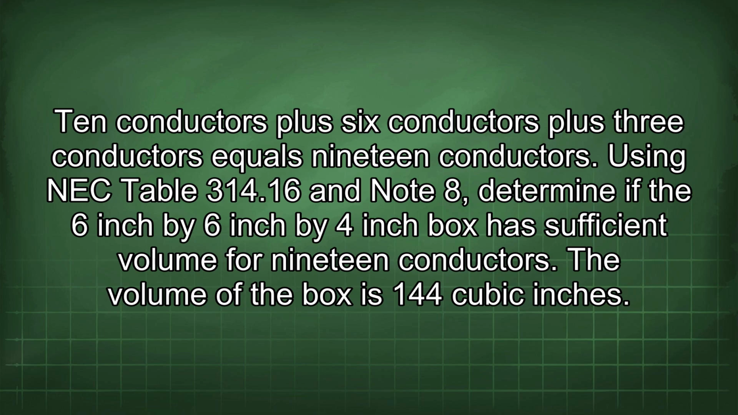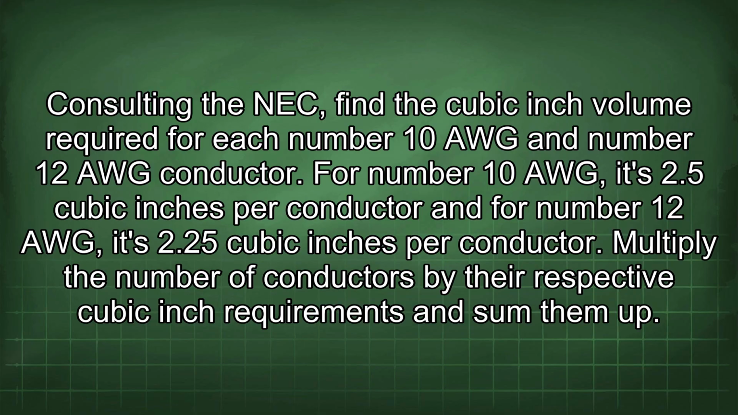Using NEC Table 314.16 and Note 8, determine if the 6-inch by 6-inch by 4-inch box has sufficient volume for 19 conductors. The volume of the box is 144 cubic inches. Consulting the NEC, find the cubic inch volume required for each number 10 AWG and number 12 AWG conductor. For number 10 AWG, it's 2.5 cubic inches per conductor, and for number 12 AWG, it's 2.25 cubic inches per conductor. Multiply the number of conductors by their respective cubic inch requirements and sum them up.